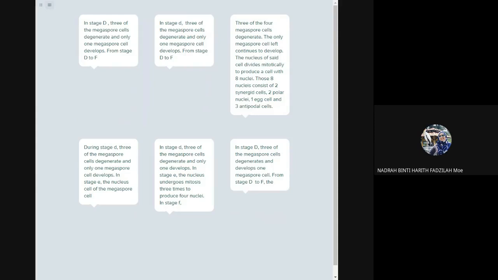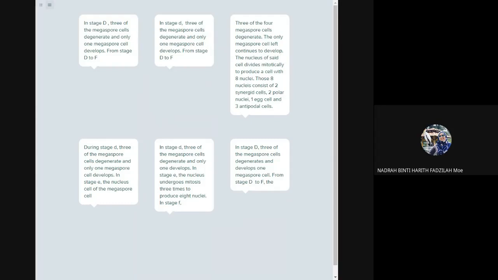Tapi pada ayat yang sama kamu sebut cell divide mitotically to produce 8 nuclei. So macam mana boleh dapat 8 nuclei? Sebab mitosis tu repeated kan 3 times. Tapi dalam konteks soalan ni tanya D, E dengan F. Sampai F saja. Tak sampai pun 8 nuclei, hanya 4 nuclei.